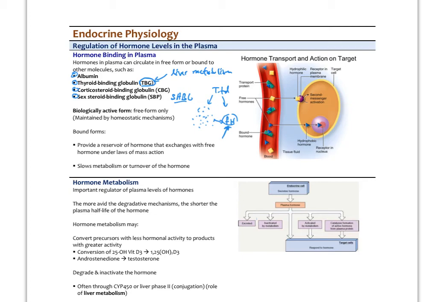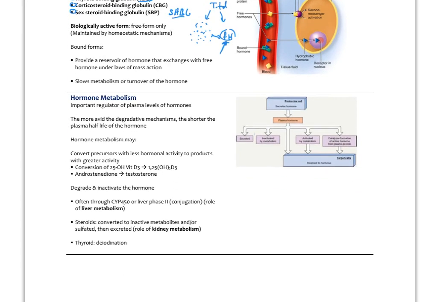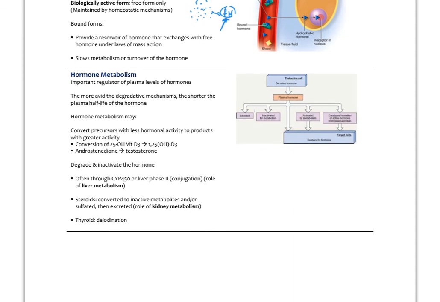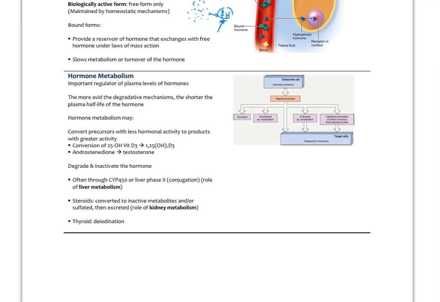Finally, another big process that regulates hormones, which are going to be very important as we look at different clinical conditions, is hormone metabolism. The liver is the primary organ that metabolizes most hormones. So there are different effects of metabolism. Some metabolic activities, like the conversion of 25-hydroxy vitamin D to 1,25, make it more active, or androstenedione into testosterone, that makes it more active.